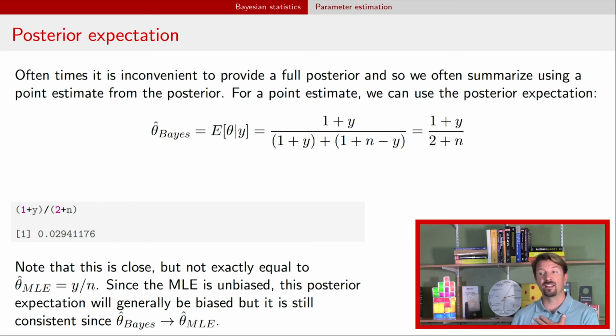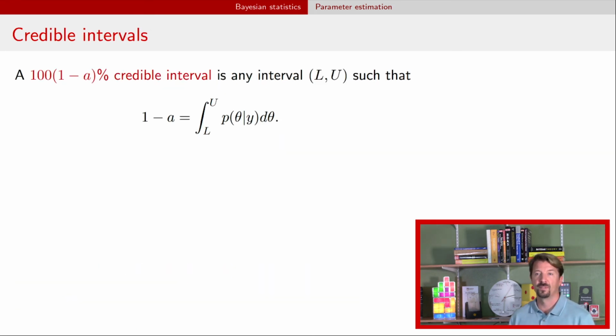And as a reminder, for an estimator to be consistent, it just means that the probability of being too far away from the truth decreases as the sample size increases. So an expectation is fine, but an expectation doesn't really capture that whole posterior. So what we might want to do instead is to provide something called a credible interval.